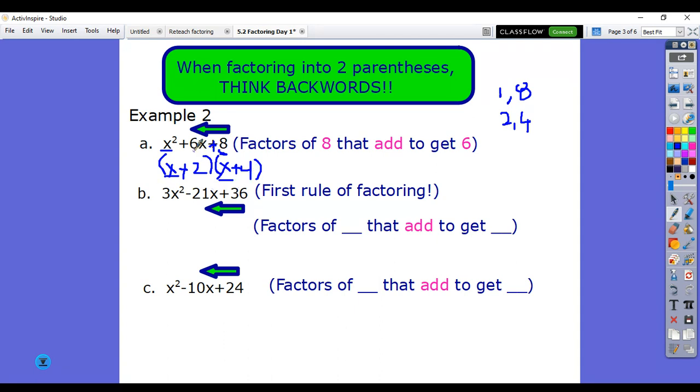Now notice in letter B, there's not a leading coefficient of 1, but guess what? There's a GCF. All right, so I'm going to factor 3 out of every single term, and I get x squared minus 7x plus 12. Once you factor out the GCF, think backwards. Factors of 12 that add to get 7. Now, what's really important is to bring the 3 down. You have to keep the GCF on the outside.